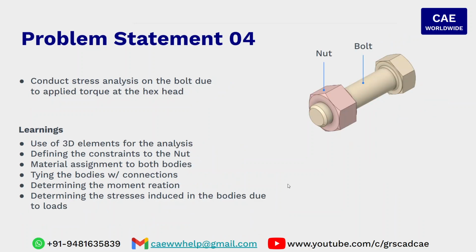Moving on. In the next problem, we can see there are 2 bodies. One is a bolt, another is a nut, which are held together, and a torque is applied at the bolt while the nut is fixed. The interface between the bolt and nut is tied. The problem statement reads like this: conduct a stress analysis on the bolt due to applied torque at the hex head.